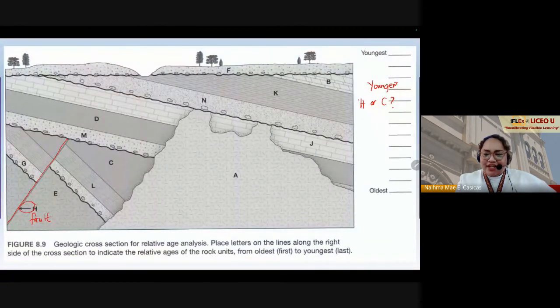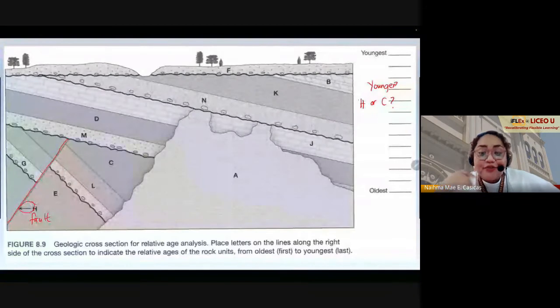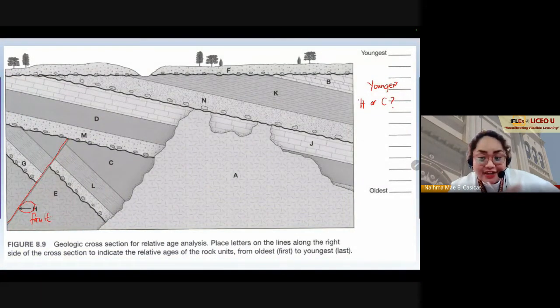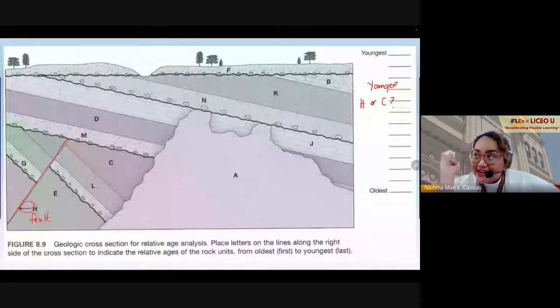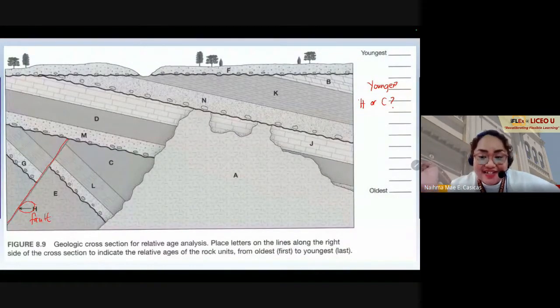Someone answered letter E. Okay, again. The fault follows the same rule as your intrusion, wherein wherever it cuts through, it is younger than the layers that it affects. So, in this case, which is younger, H or C?